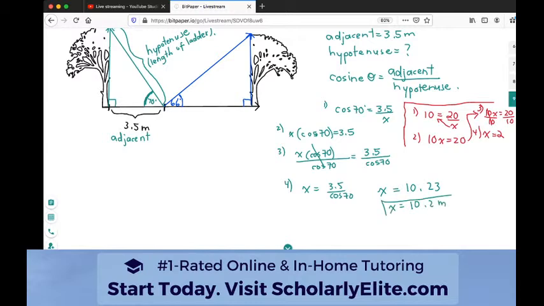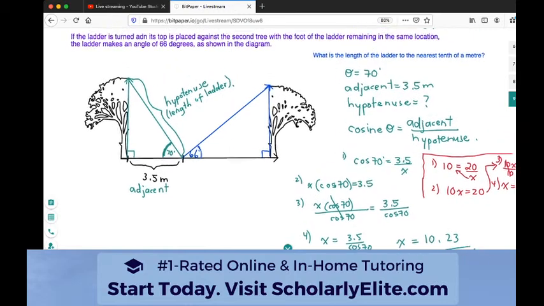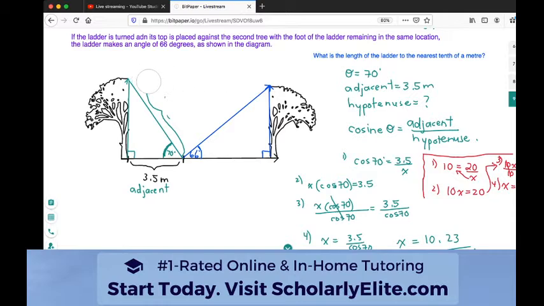10.2 meters is the height of our ladder. So that's really useful information. I can actually get rid of all of this and then just go ahead and plug that in here, 10.2 meters.